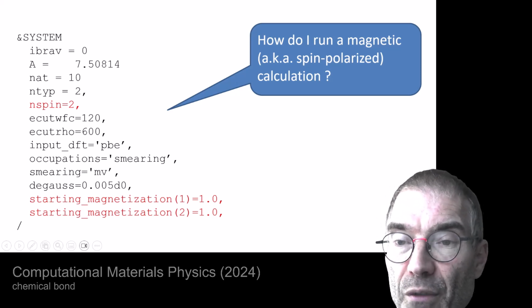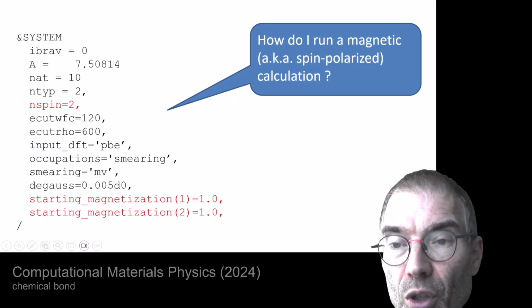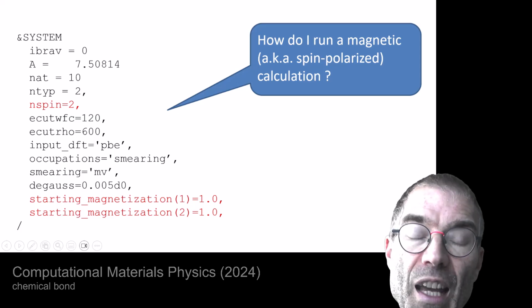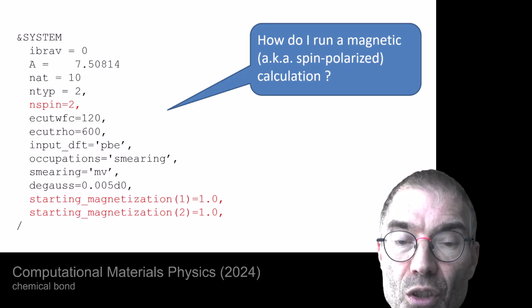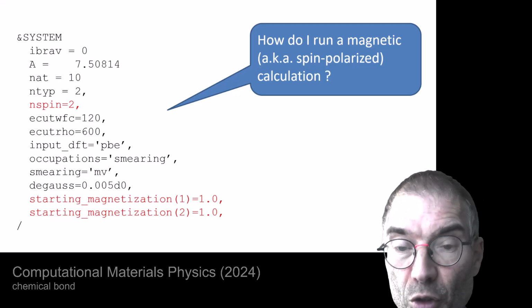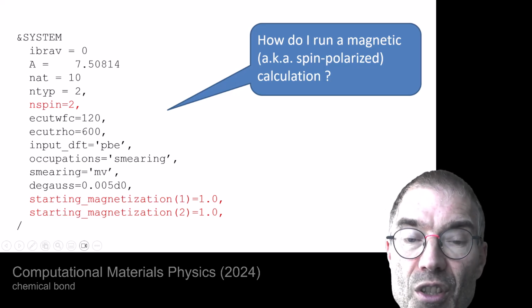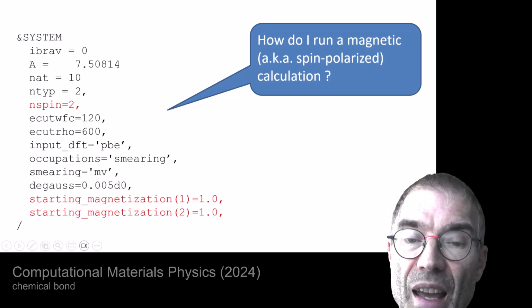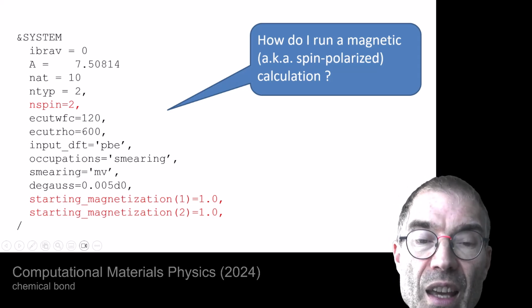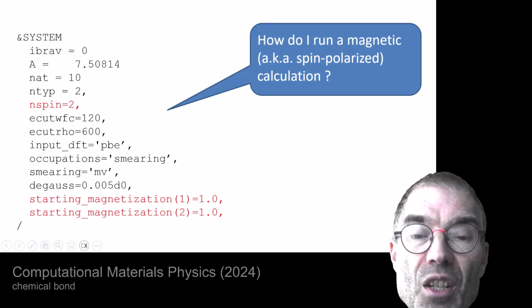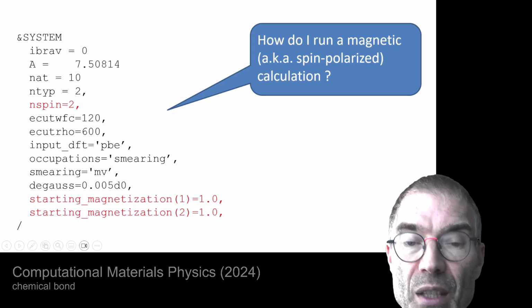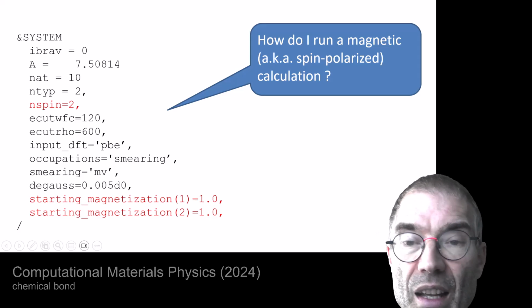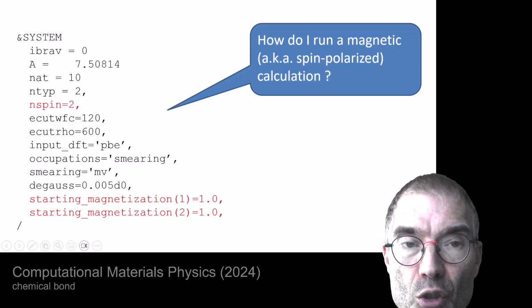You have to specify in the systems block the keyword nspin equals 2, and you have to give for at least one atom in your structure, but usually for more of them, a starting magnetization. So this 1.0 means atom number 1 in my structure has the maximal amount of more spin up than spin down electrons. And the same for atom number 2 and so on.